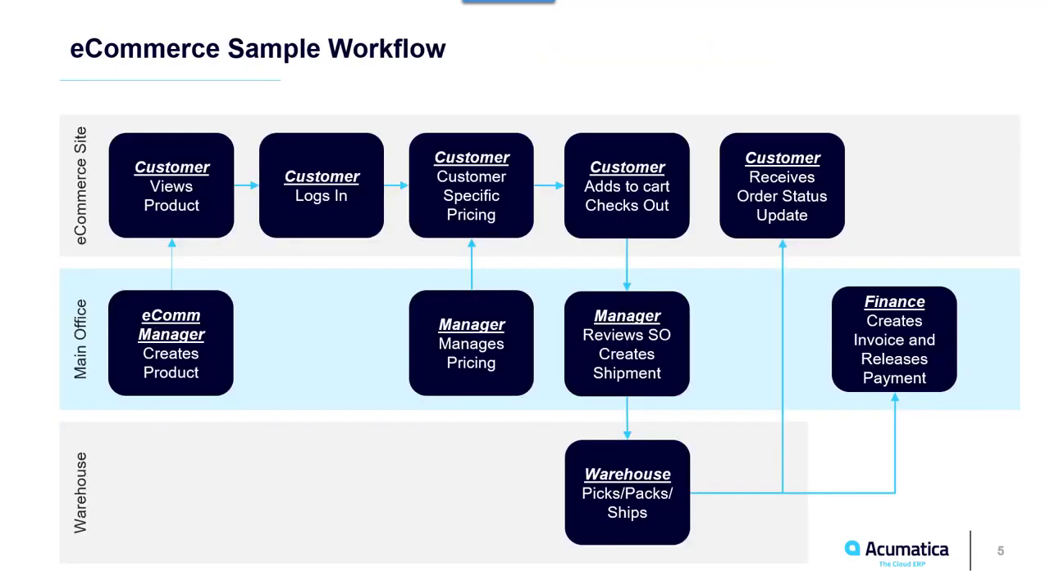Here's a typical workflow of orders and data as it's flowing from the ERP to BigCommerce. As you can see on the far left, we have an e-commerce manager that's managing product information. It flows out to the website. Customer logs in. They see their customer-specific pricing, which is being managed from the ERP. They add the item to their cart, creating the sales order in the ERP. The warehouse picks, packs, and ships that order. And then that's going to send information back to the customer. And then the finance team is going to be able to create the invoice and release the payments on that purchase. Okay, so let's jump into the demo.